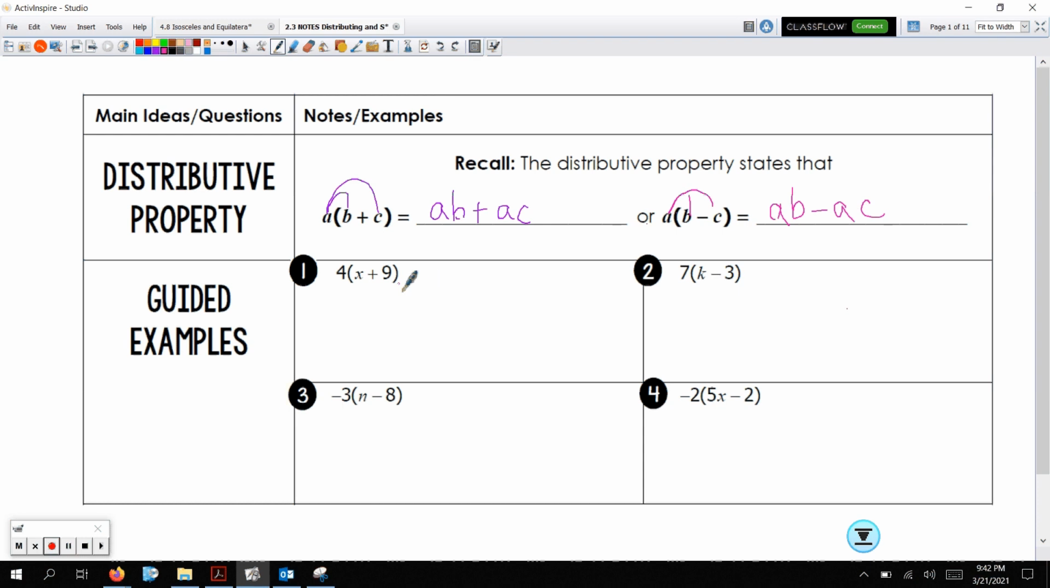So let's look at these examples here. In number 1, I have 4 times x plus 9. I'm going to distribute 4 to the x. That gives me 4x. And distribute 4 to positive 9. That gives me positive 36.